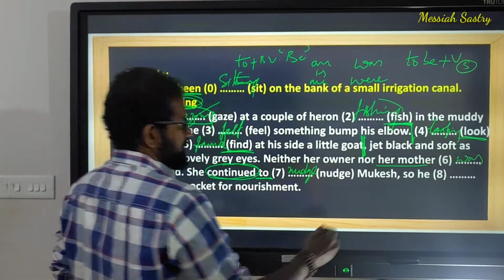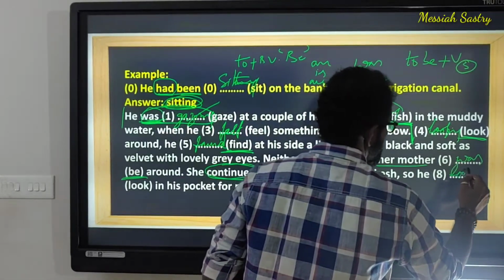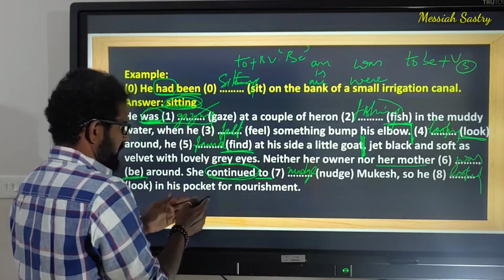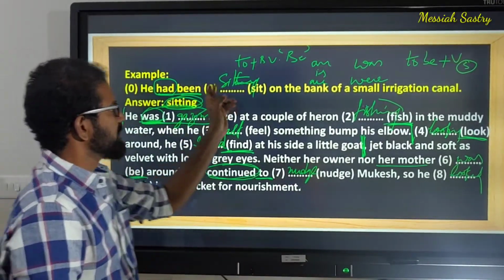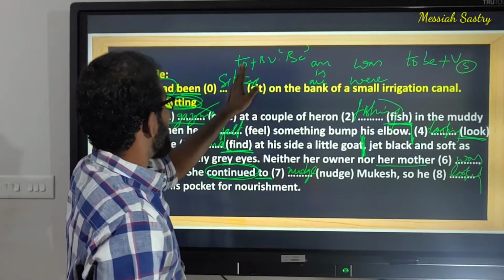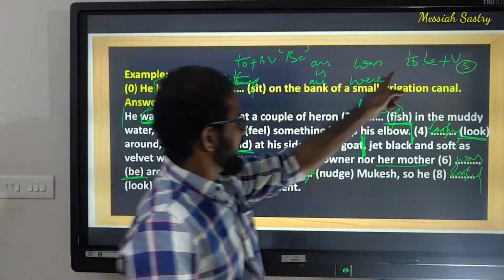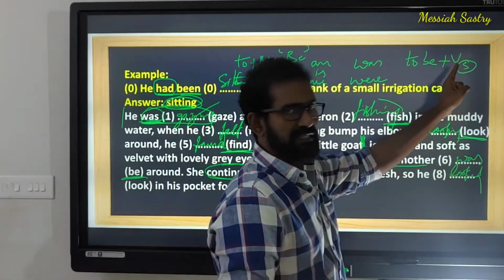Nudge. So he looked, past tense. He looked in his pocket for nourishment. So here you need to remember the point. After to, the verb must be base form. And after to be, the verb must be past participle form.